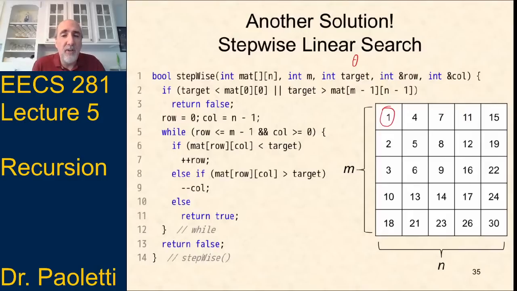Or if the value was, let's say, 50, if we compare it to the bottom right, m minus 1, n minus 1, we say, hey, 50 is bigger than that. It's bigger than the biggest value. It's not in here. So that saves us from doing work when the value can't possibly be in there. The smallest value must be in the upper left. The biggest value must be in the bottom right.